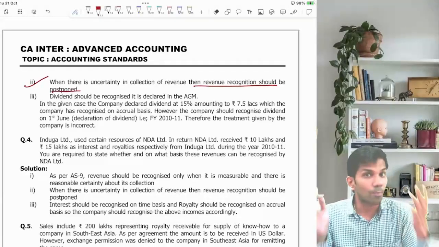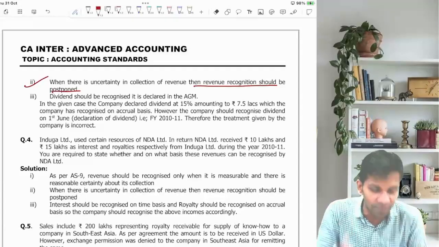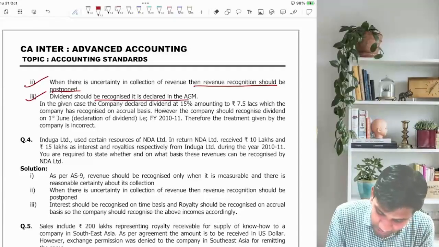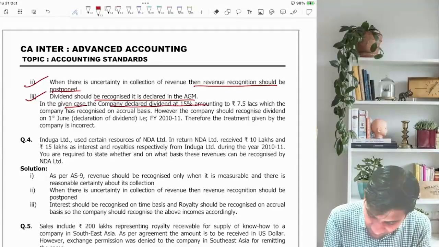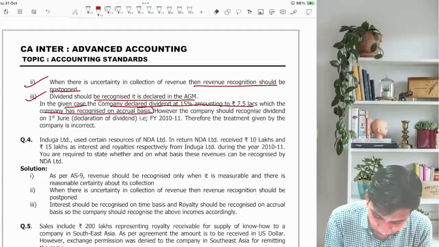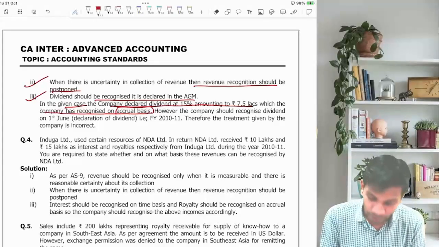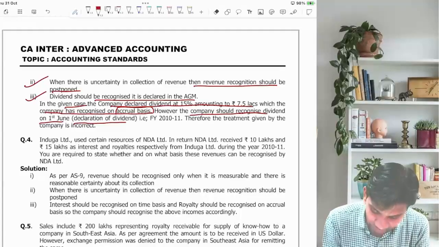Now, what is the point for dividend? Dividend should be recognized when it is declared in the AGM. That is the provision of AS-9. Dividend should be recognized when it is declared in the AGM. So, in the given case, the company declared dividend at the rate 15% amounting to 7.5 lakhs, which the company has recognized on accrual basis. However, the company should recognize the dividend on the date of declaration of dividend.